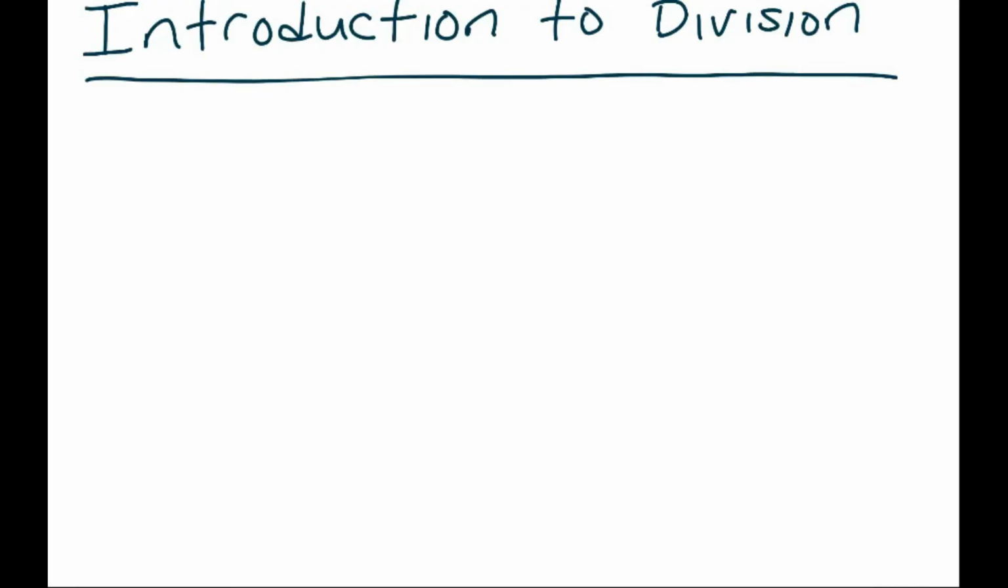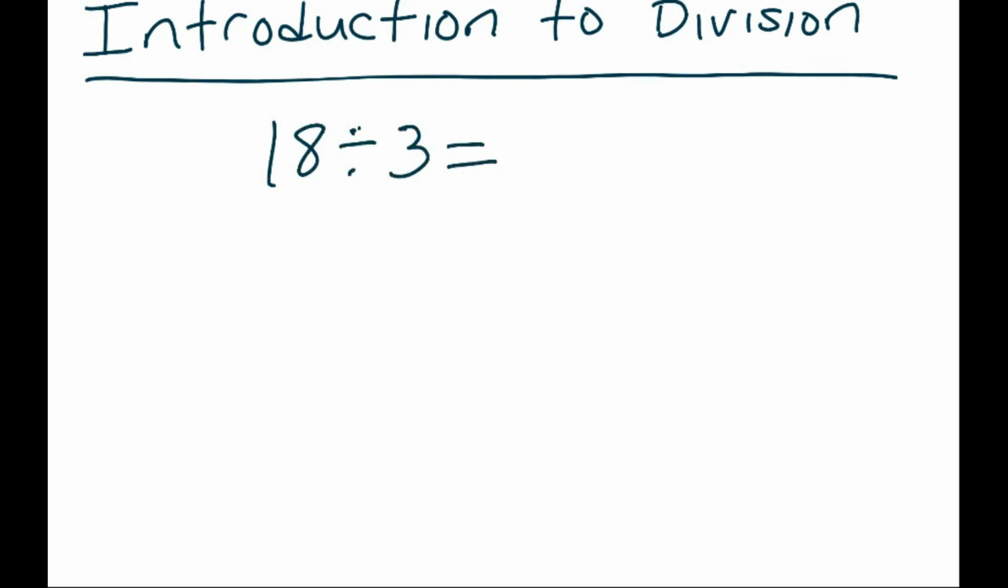Introduction to division. What is division? Division is the process of breaking a number into equal parts and then finding out how many parts can be made. For example, on the board we have 18 divided by 3.